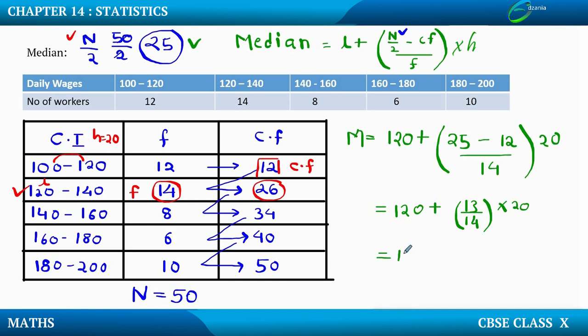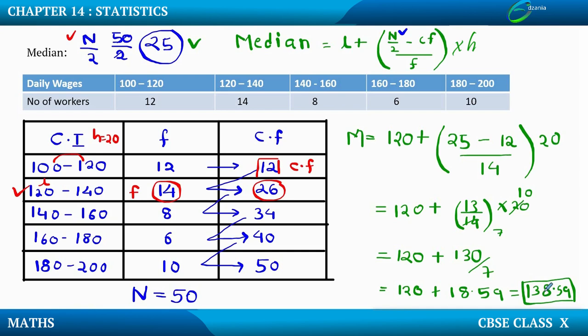I can say further, equal to 120 plus, if you want you can solve this further: 2 tens are 20, 2 sevens are 14, and 13 tens are 130. We have 130 divided by 7. So we have 120, and if we solve further, we'll get 18.59. So we get 138.59 as our median.